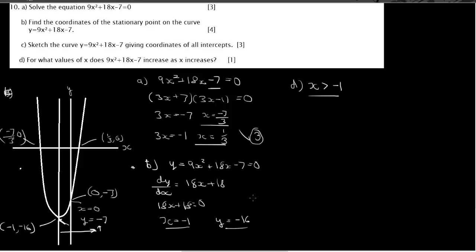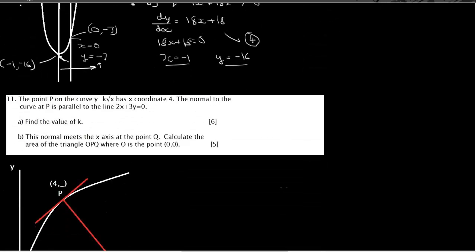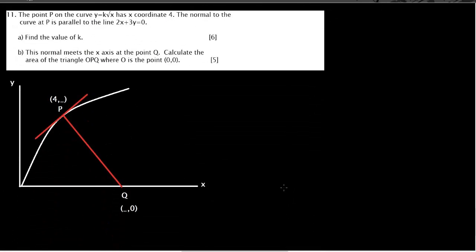3 marks for A, 4 marks for using the information we found from A to plot B. Another mark there. 11 marks for that. Good question. Question 11.